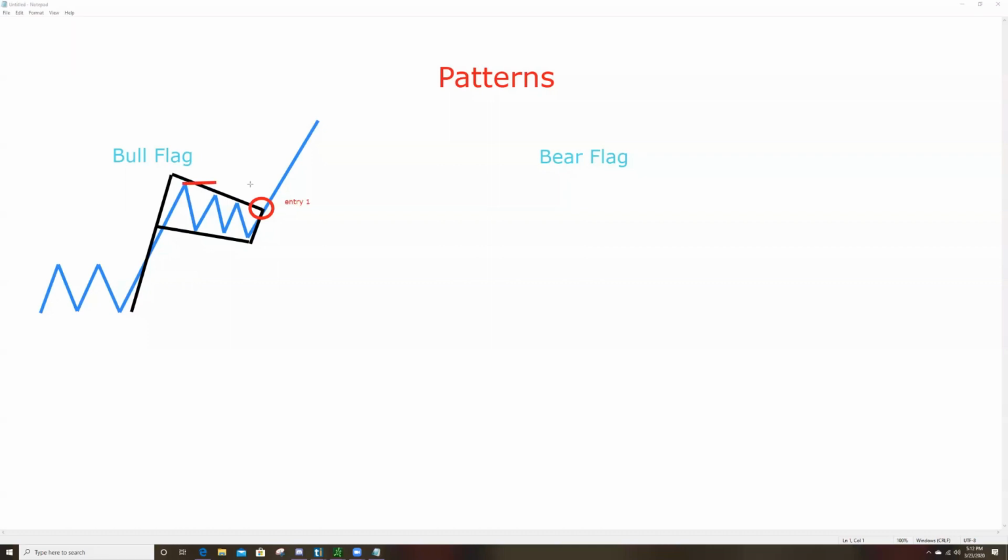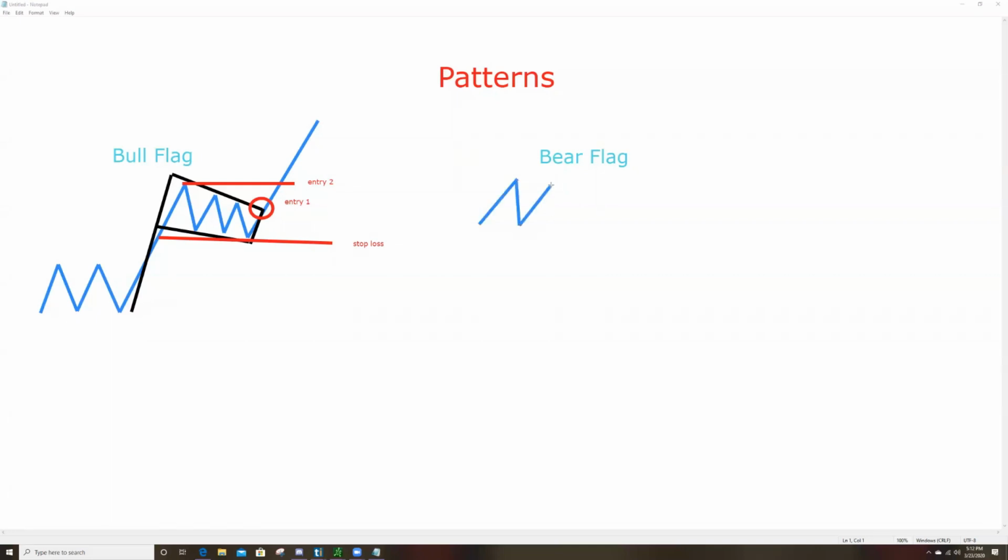Now your second entry for this is the top of the flag, the very, very top, as you can see by the red line. When the blue line, or the stock, goes through that, that is your second entry. Now we're going to look at our stop loss for this. Our stop loss is going to be at the bottom of the flag. The bottom of the flag, described by the red line, is your stop loss.